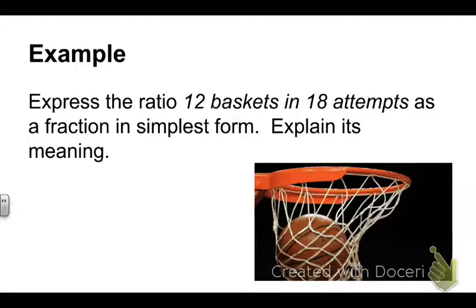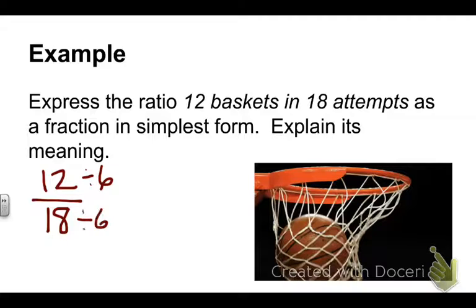So, for example, express the ratio 12 baskets in 18 attempts as a fraction in simplest form and explain its meaning. So, if you give me a second here. All right, so we have 12 baskets over 18. We need to write that in simplest form. This is what we've spent so much time doing. Yes, bells should be going off that it's even, but you should also know that you can divide both of them by 6, and that would give you lowest terms right away, 2/3.